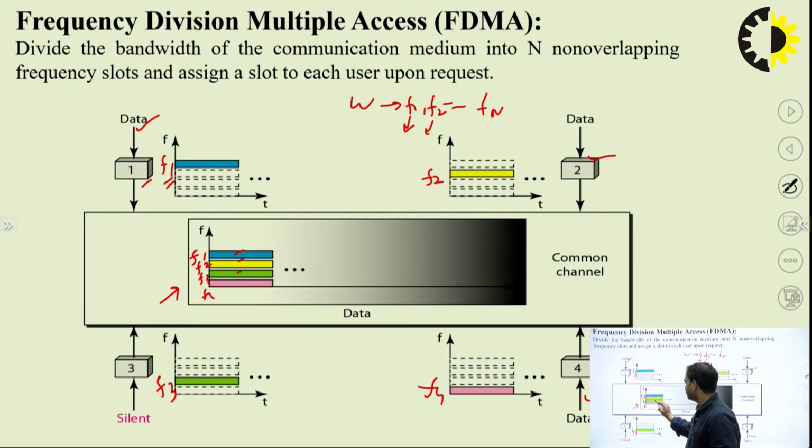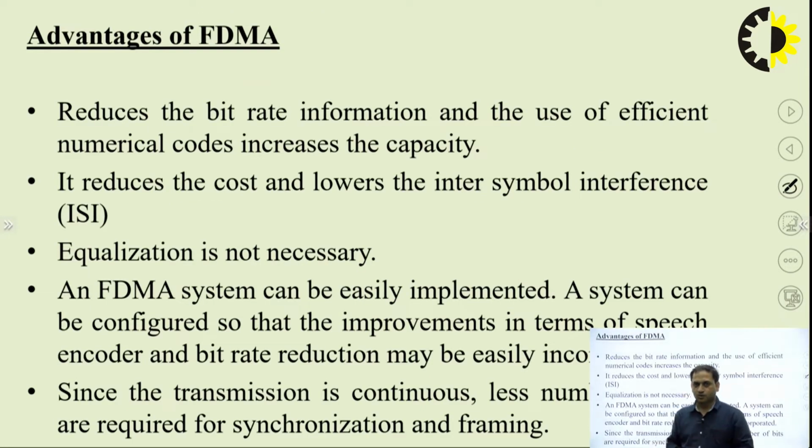So these F1, F2, F3, F4 are all combined or multiplexed, and passed through the given common channel. Through this common channel we have multiplexed the signal, and this multiplexed signal will be accessed by the different users. So this is one of the concepts of frequency division multiple access. There are some advantages and disadvantages when we use the FDMA system, because FDMA was used in the 1G network, the first generation networks, when mobile communication came into the picture.